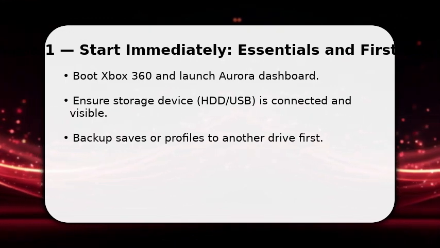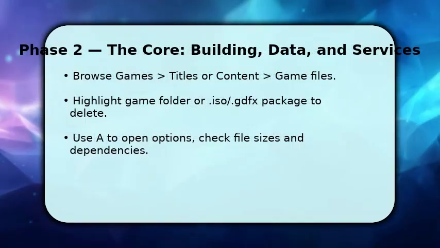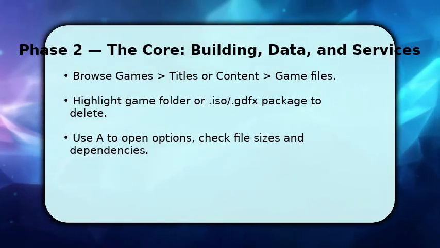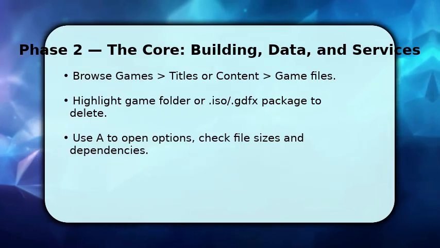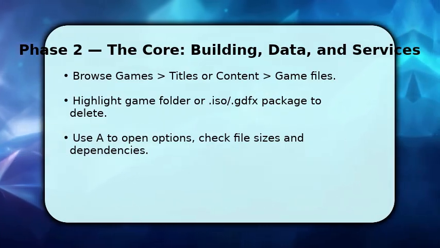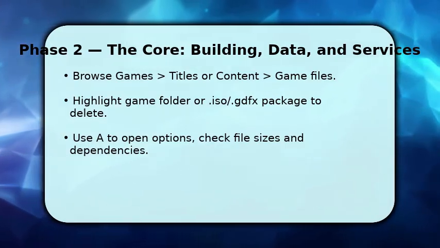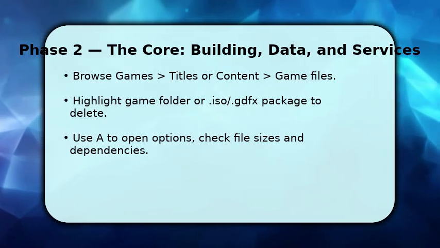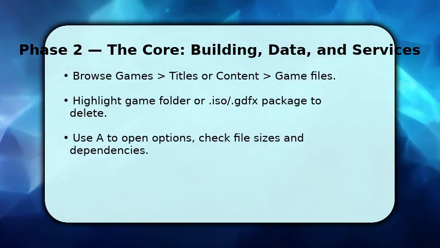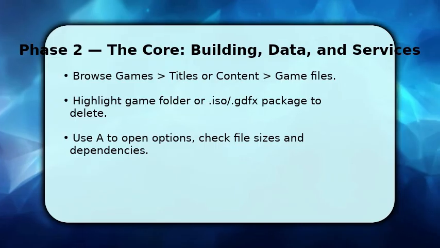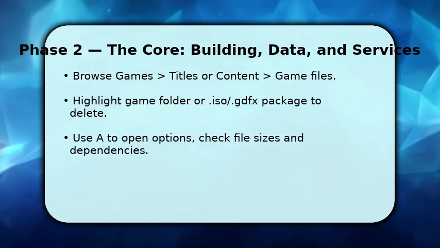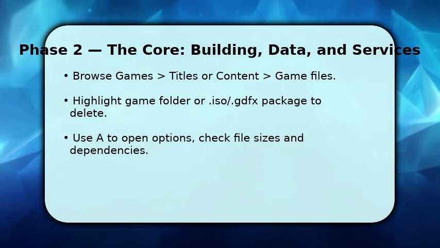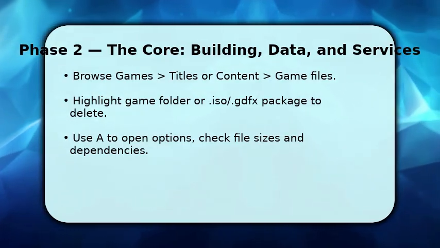You now locate the exact package to remove, navigate games then titles or content, and scan the list. Once highlighted, press it to open the context menu so you see file details and any dependencies like DLC or saves. Make sure you understand what's tied to that package. Deleting a parent title can orphan DLC. If multiple files exist, manually select each associated file or folder. Because Aurora lists sizes, use that to confirm you're removing the right big file.